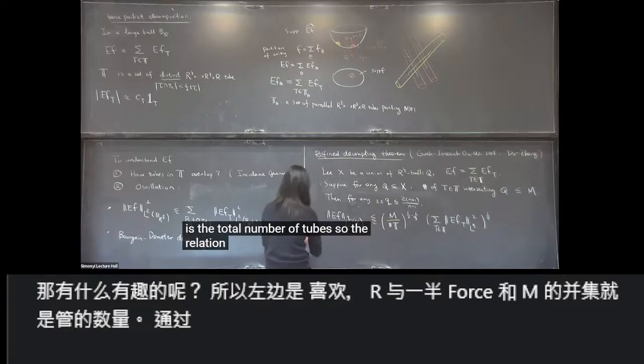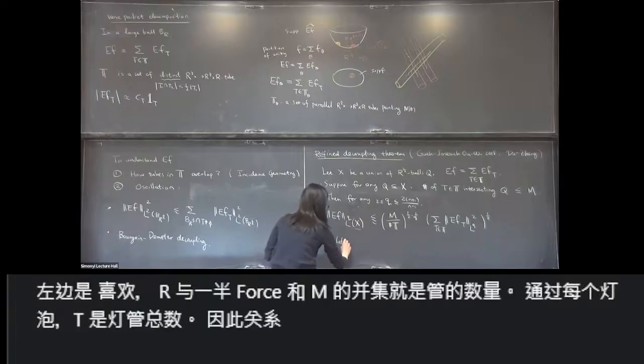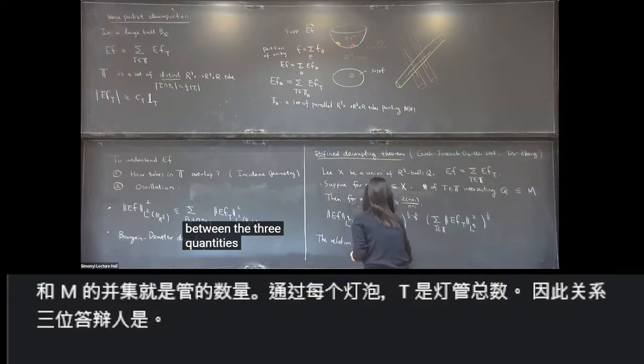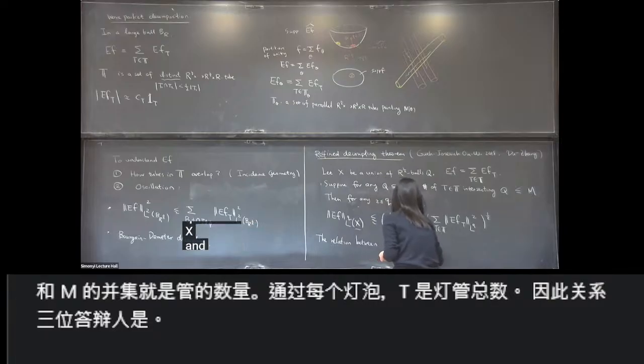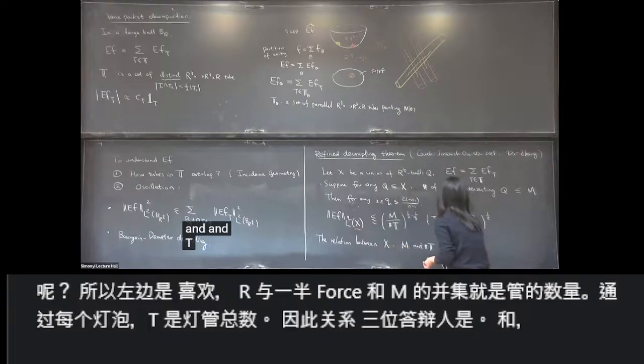So the relation between the three quantities X, M, and T is an incidence estimate.